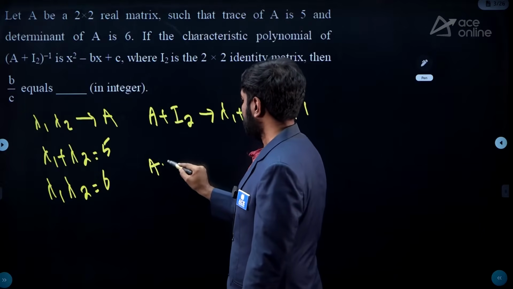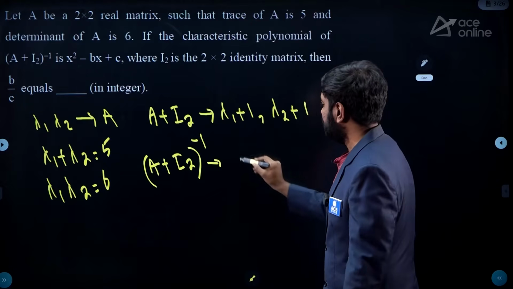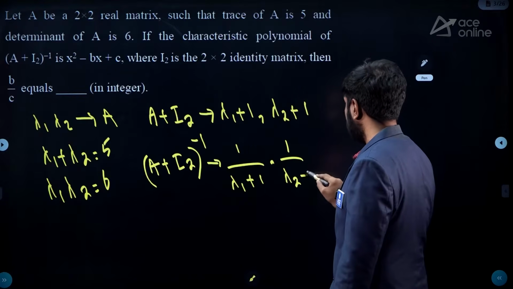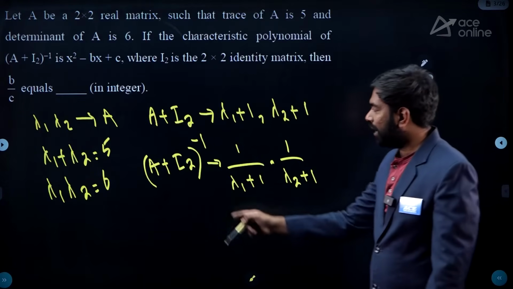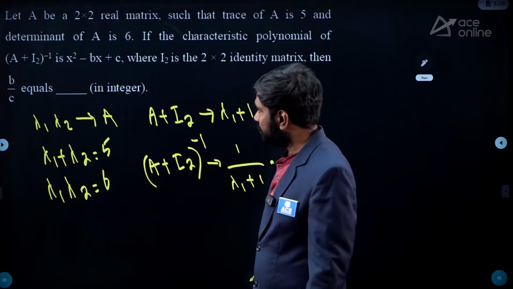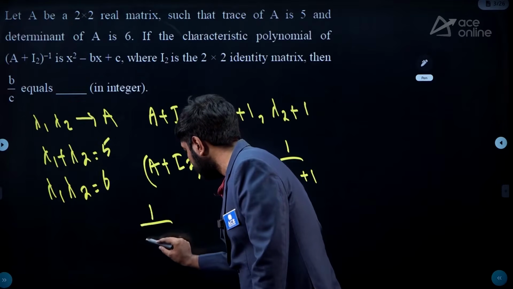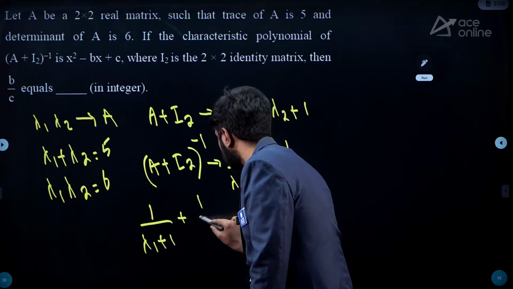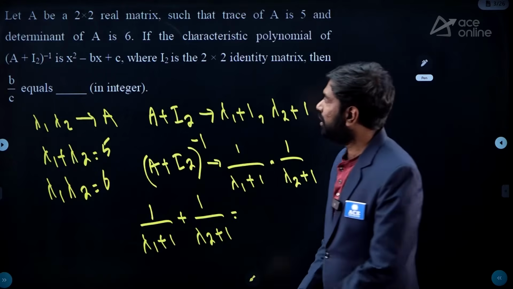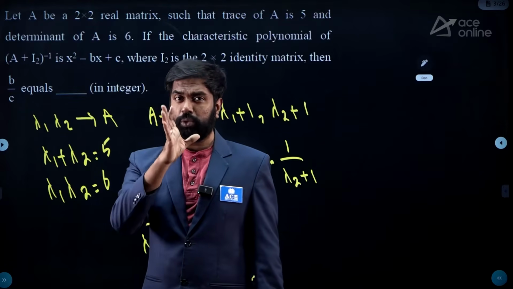Now, they are talking about (A plus I2) and then whole inverse. Now this matrix's eigenvalues will be 1 by lambda 1 plus 1, comma, 1 by lambda 2 plus 1. The characteristic equation of (A plus I2) whole inverse is given, which is x square minus bx plus c. Okay. Now these are the eigenvalues. Let's look at their sum. 1 by lambda 1 plus 1 plus 1 by lambda 2 plus 1. This is the sum of the eigenvalues. According to this quadratic equation, you need to focus on what's the coefficient of x.